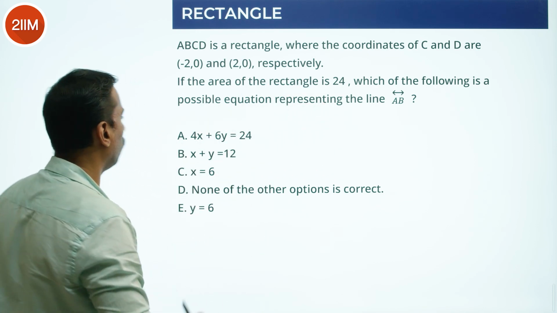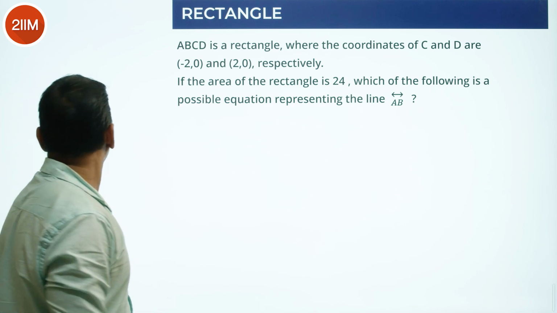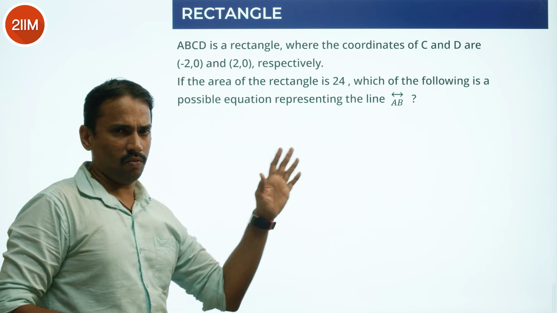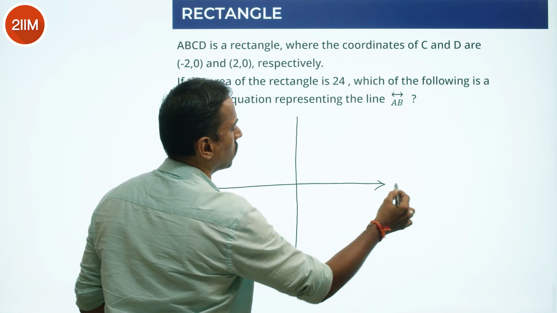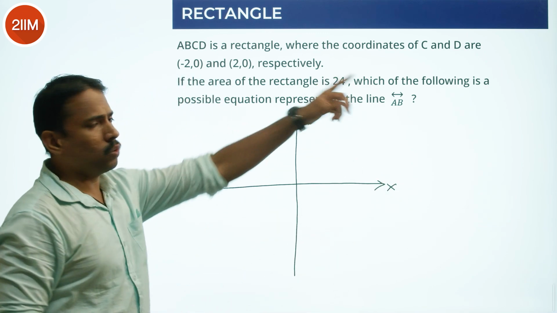Fine, okay, we'll go for a fresh slide. So we'll try to draw this rectangle here. We'll try to first of all fix the coordinate axis. So we'll have the x-axis and y-axis first of all. So x-axis and y-axis, right? Okay, and we'll mark these 2 points C and D.